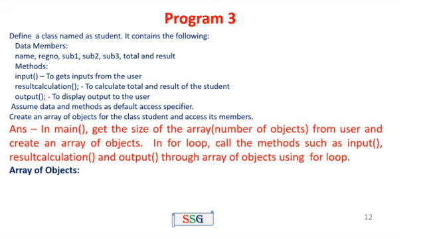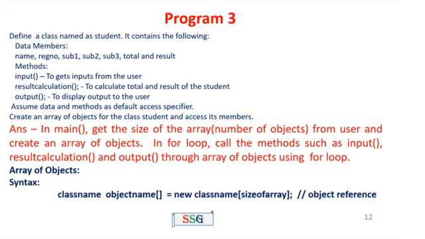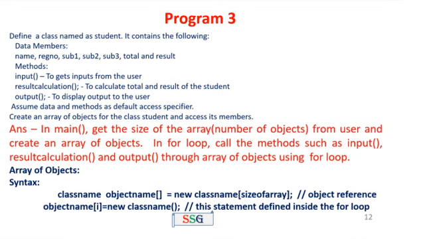The syntax for array of object creation is as follows. The first one: class name, space, object name equal to new class name[size of the array], that is the object reference. The next one, inside the for loop we have to write one statement: object name[i] equal to new class name. The first statement represents the object reference. The second statement only allocates the memory for the respective object. For example, array size equal to 3 means i varies from 0, 1, 2. Object name[0] is the first student, object name[1] is the second student, object name[2] is the third student.